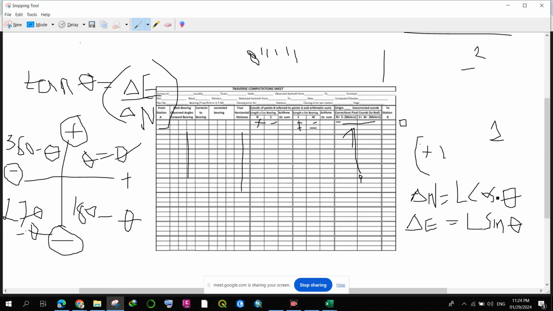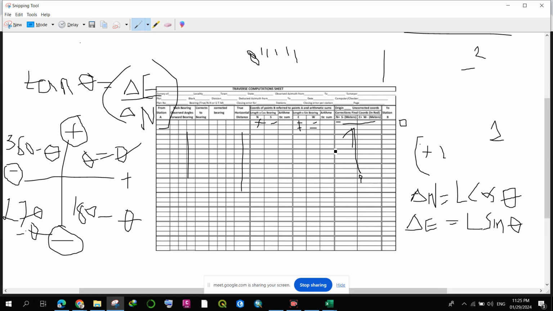The formula we used the other time was different from these. Those ones I stated earlier were for back computation, and this is for your forward computation. You're going forward now, you're not moving back. The first thing to do is you'll be given the distances and the bearings for those lines. Then to get your partial northing and partial easting, you apply this formula: partial northing equals L cos theta, partial easting equals L sin theta.